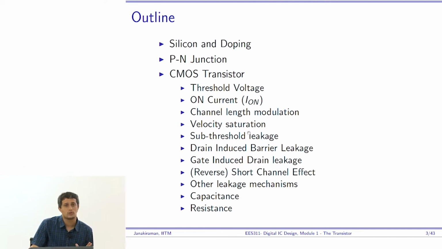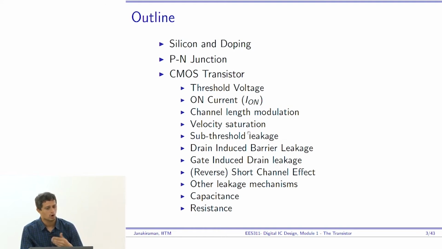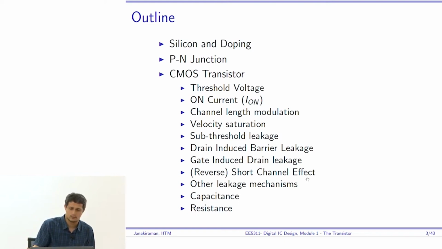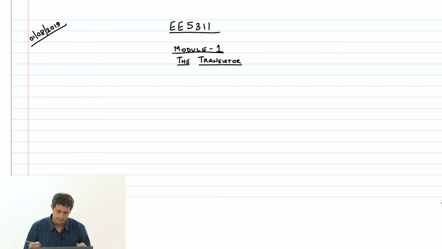Very quickly I will jump into the CMOS transistor and define what threshold voltage is, what the on current is. We will derive the on current, channel length modulation, velocity saturation, subthreshold leakage, and a host of other short channel effects. From channel length modulation till reverse short channel effect, those are all the effects of bringing the diffusions very close by. I'll do all of that, and some leakage mechanisms also, that a digital designer should be worried about. And then we'll do the capacitance and resistance estimation. So with that, let's quickly jump into the transistor.